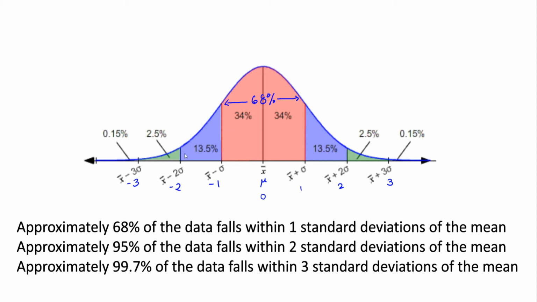Then within 2 standard deviations of the mean, we have 95% of the data. And then within 3 standard deviations of the mean, we have 99.7% of the data.